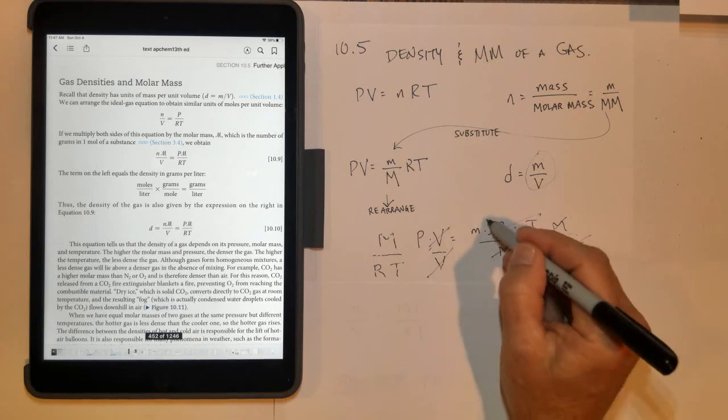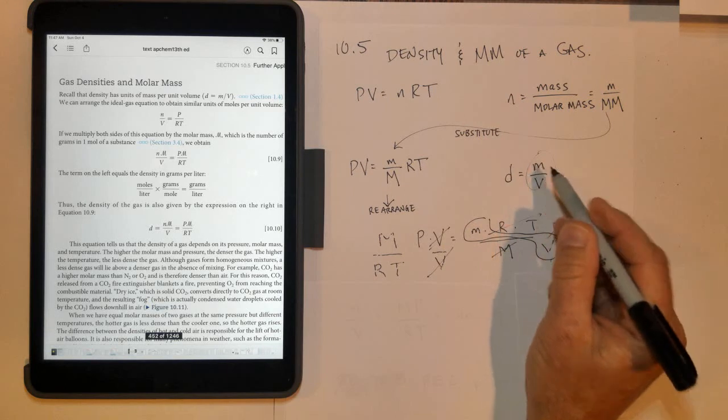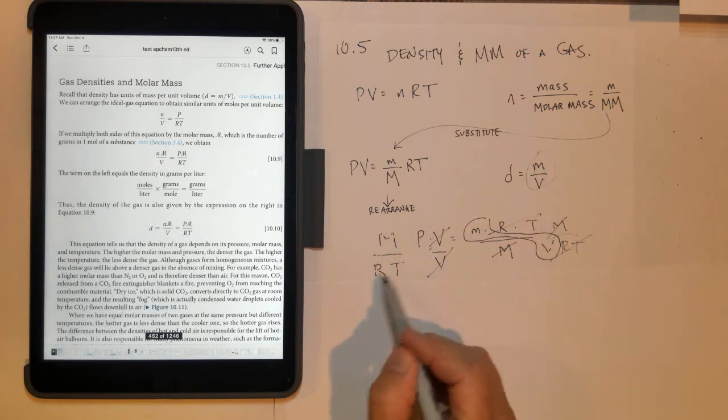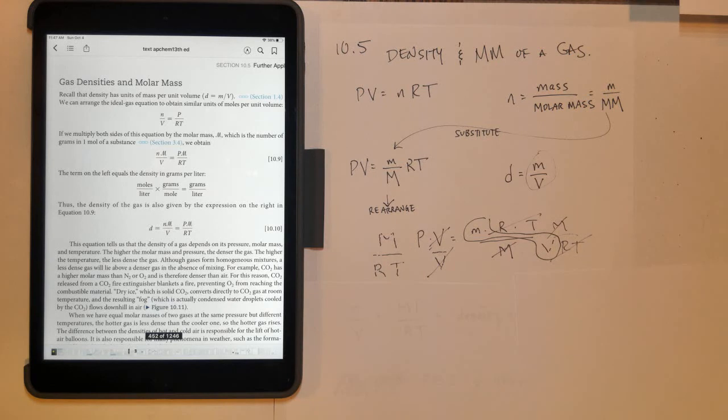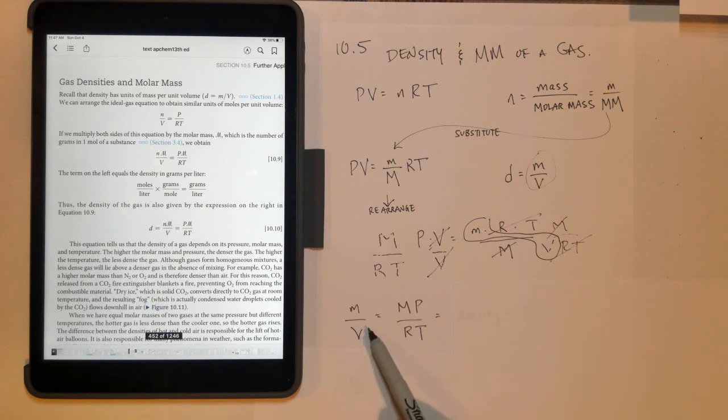So what's left on this side is mass divided by volume. Hey, that's what I'm looking for. And on this side, I have molar mass times pressure divided by RT. So my mass divided by volume, putting it on this side of the equation, is equal to MP divided by RT. Mass divided by volume is known as density. And so density is equal to MP divided by RT.